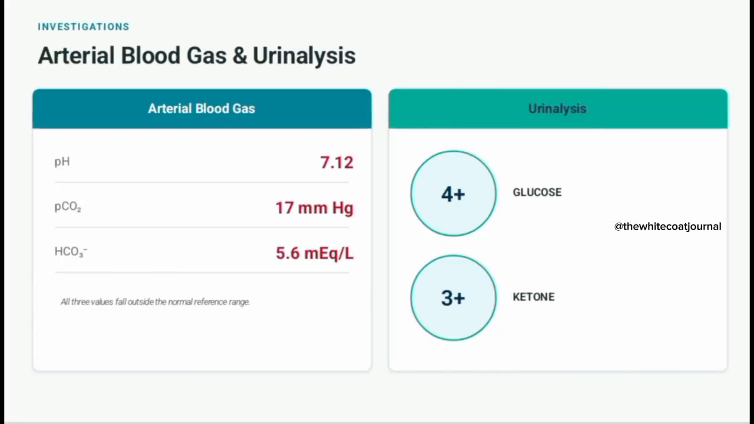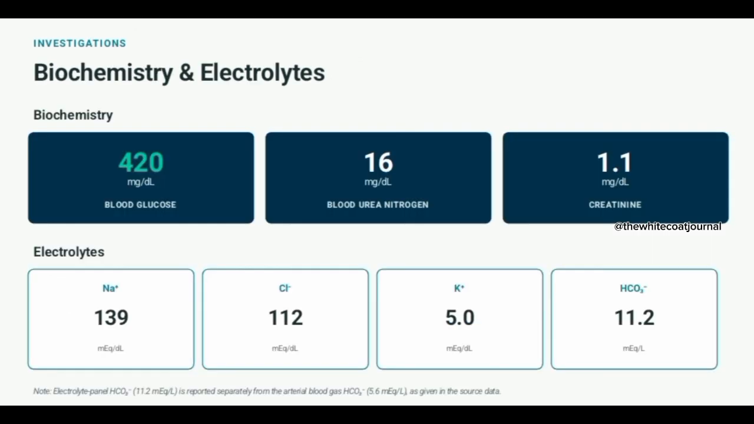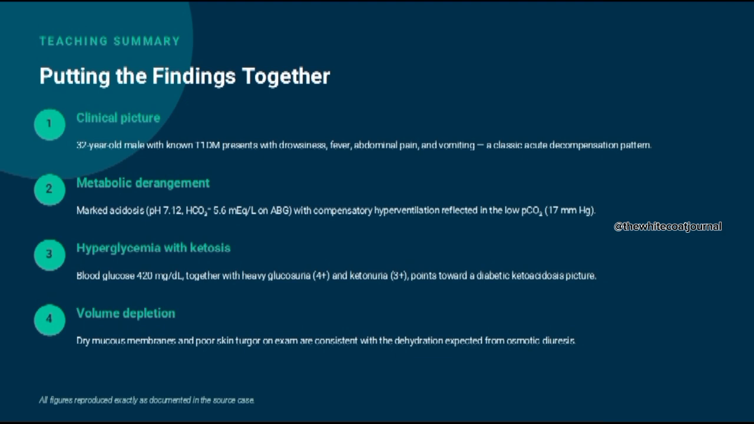And arterial blood gas showed severe metabolic acidosis, and urine analysis showed glycosuria and ketonuria. The electrolyte levels were also abnormal. Overall, the patient has severe hyperglycemia, ketonuria and metabolic acidosis, along with clinical dehydration and altered mental status, which probably suggests diabetic ketoacidosis.